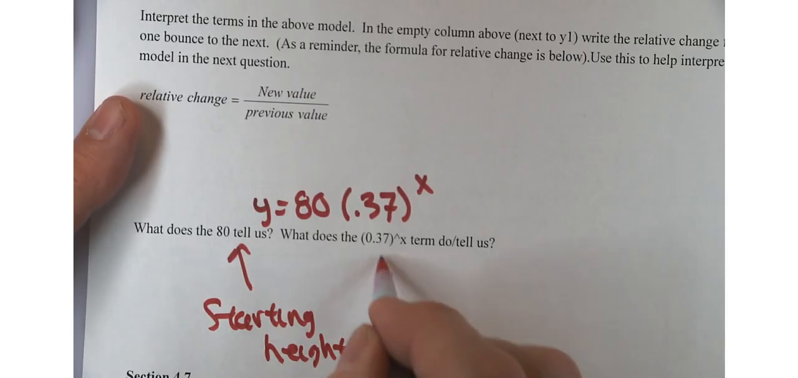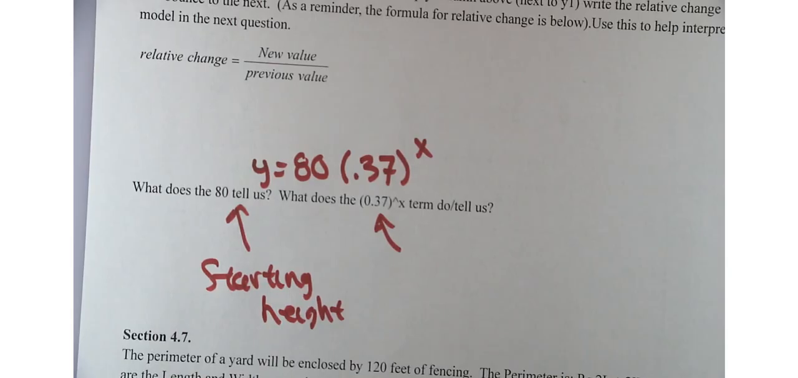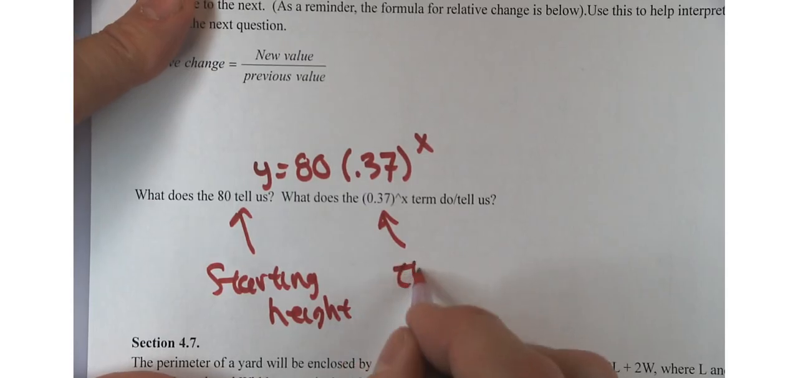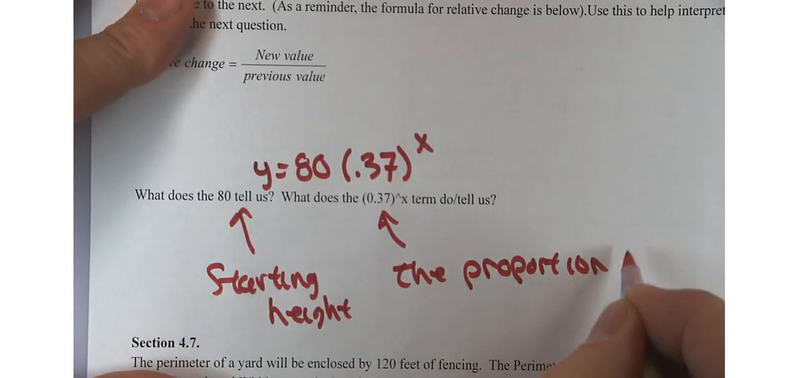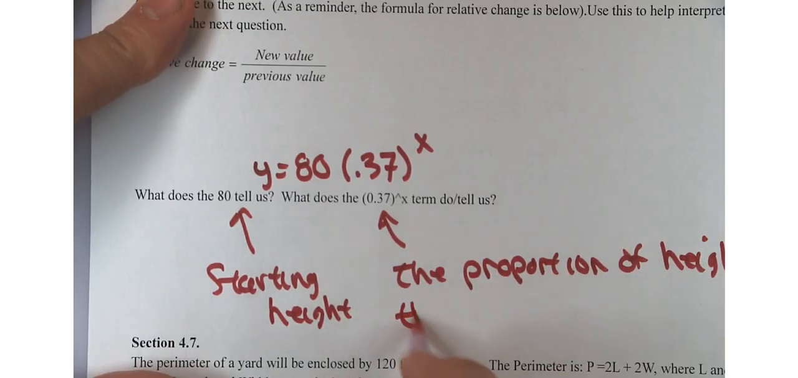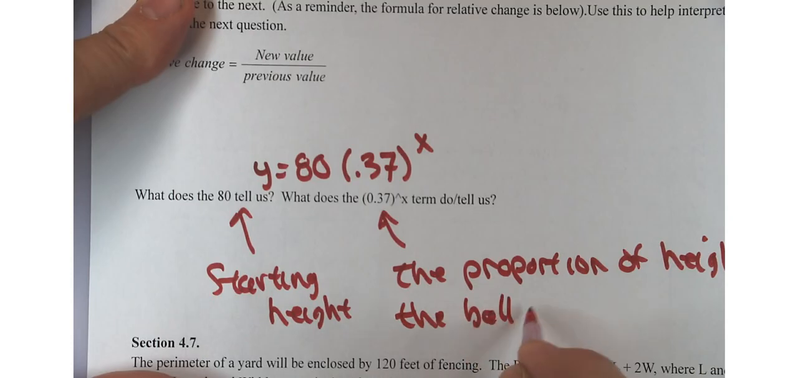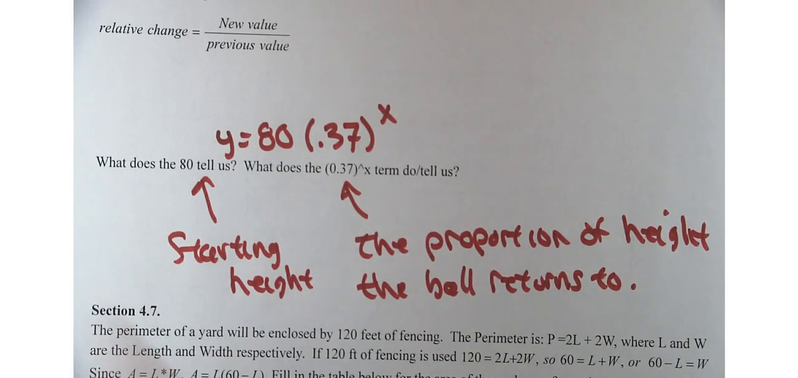And the 0.37, that's the proportion of height that the ball returned to. The proportion of height the ball returns to. So you're getting about 37% as high on subsequent bounces.